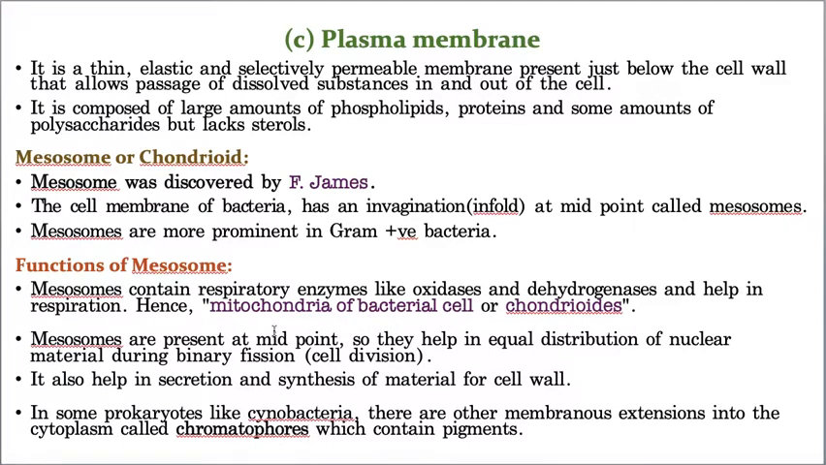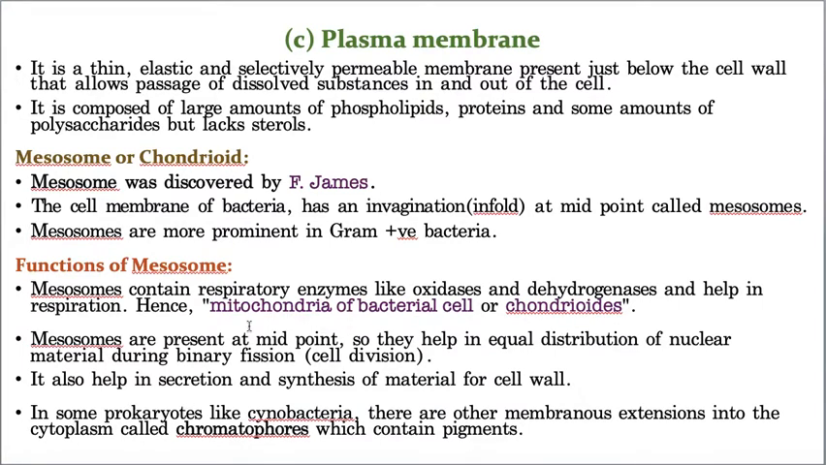As this mesosome is present in the mid part of the cell, it helps in the equal distribution. That means cell division, that means binary fission. At that time the mesosome deepens that particular cell and cuts the cell into two daughter cells. So the mesosome helps in respiration in one way, and in the second way it also helps in cell division. Now we understood, it also helps in the synthesis of the cell wall material.